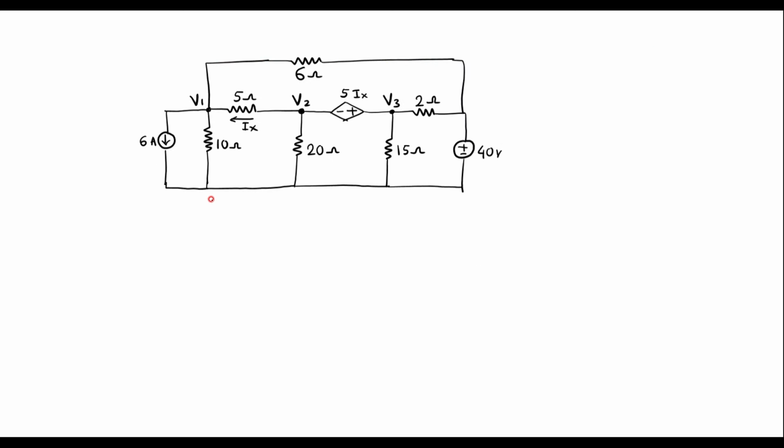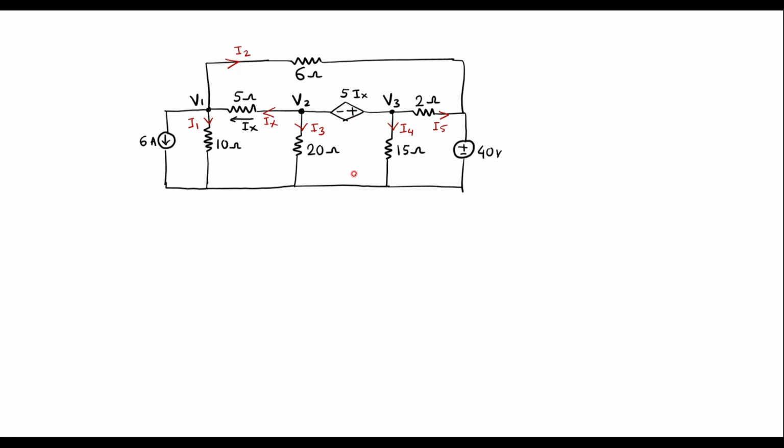As we know, in node analysis, the first step is to mark all branch currents. So here we have the 10 ohm resistor branch. Let me consider the current through this branch is I1. Let the current through this branch be I2. Let the current through this branch be I3. This is I4. This is I5. And the current through this branch is already shown, that is Ix. So now we should apply KCL to each node.